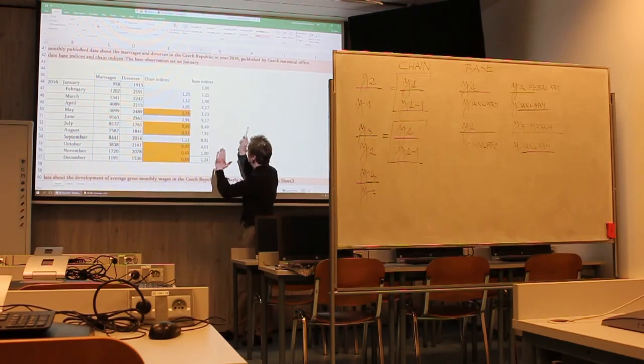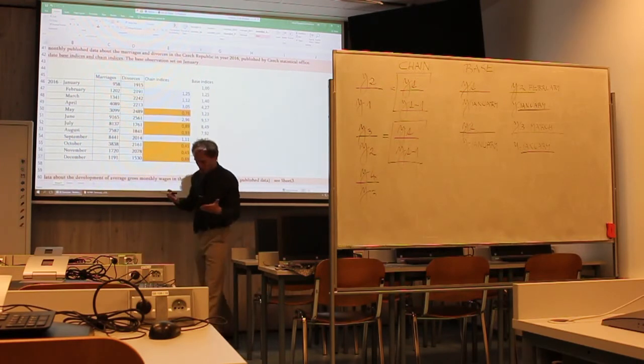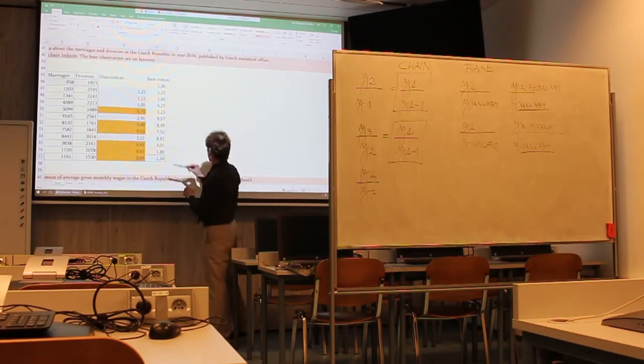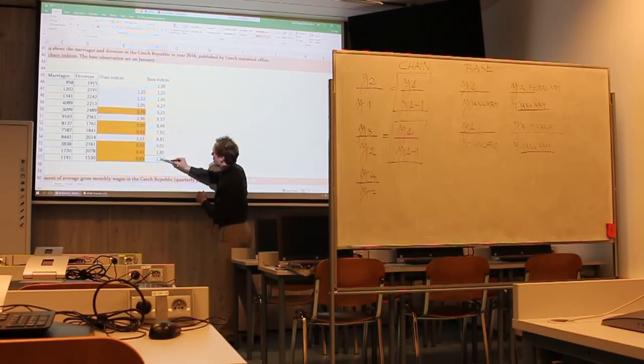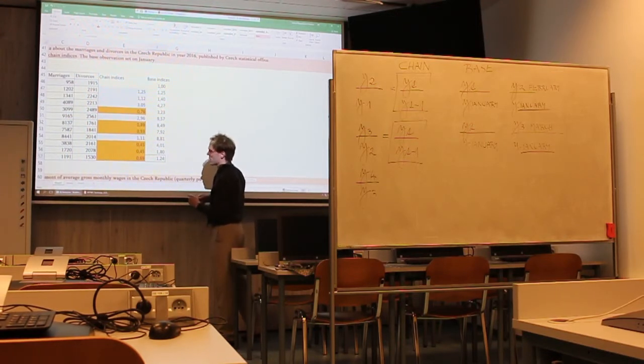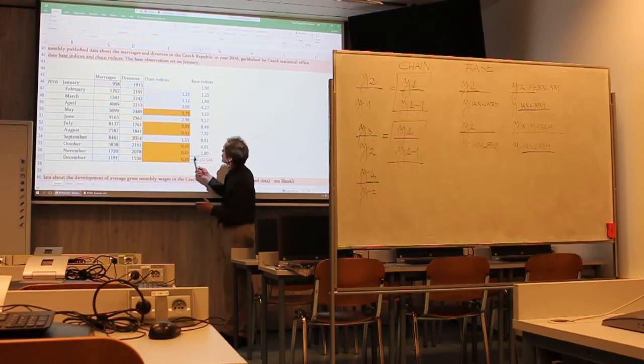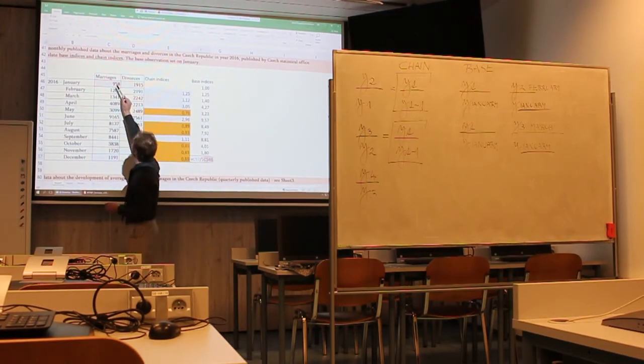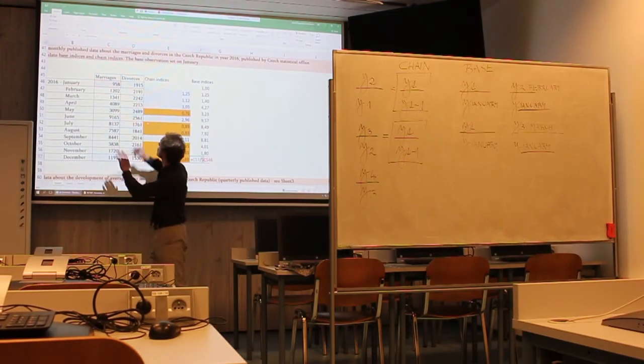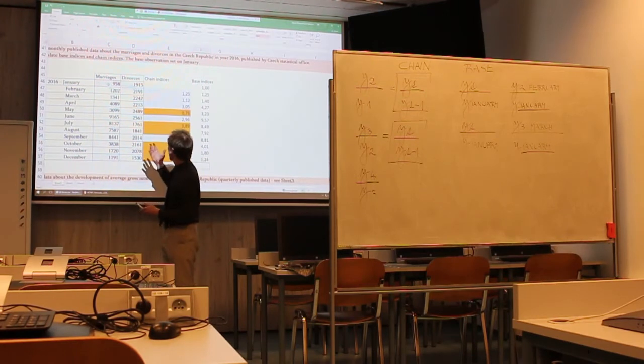So base indices using the base fixed value in Microsoft Excel. You can see in this formula that we have a fixed denominator by dollars. If you open this formula, you can see that we have the dollars, and January is fixed, it's constant. So we can do the same for divorces.